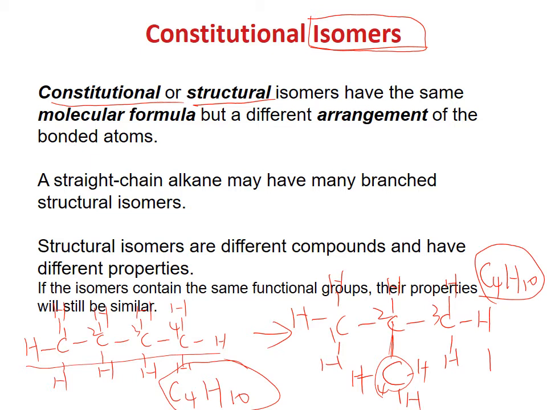Structural isomers are different compounds, so these two are different, and therefore they have different properties. For example, they have different melting points and different boiling points. They are completely different molecules, even though they have the same formula.